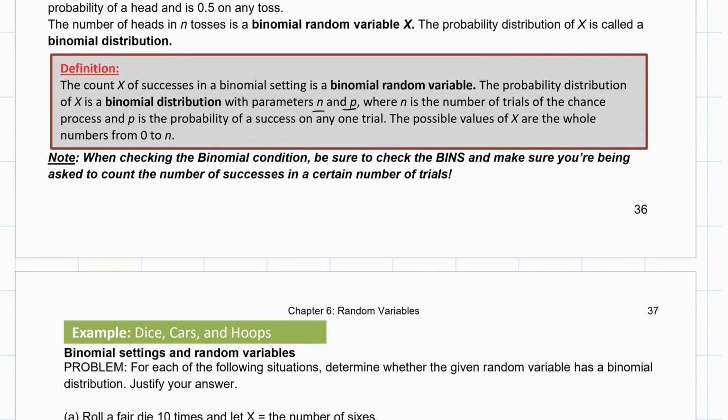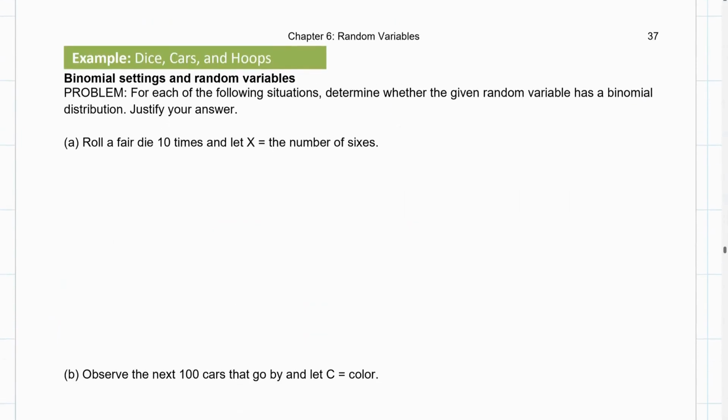Let's take a look at some situations that may or may not be binomial settings. It says roll a die 10 times and let x be the number of sixes. Well, let's see if it meets the BINS criteria. Do we have success or failure? Yeah, success is considered getting a six, and failure is not getting a six. So it meets the binary setting.